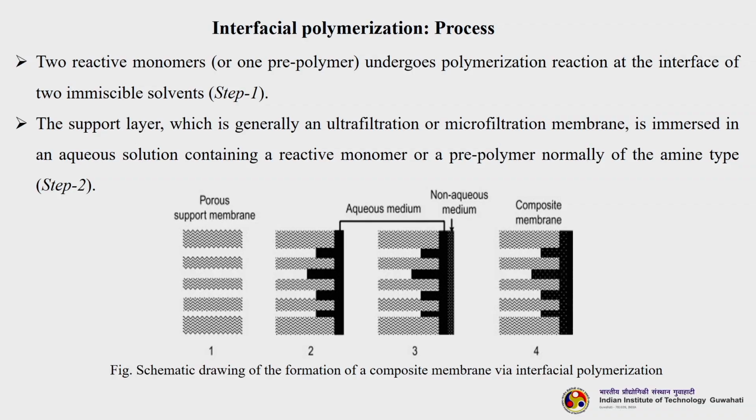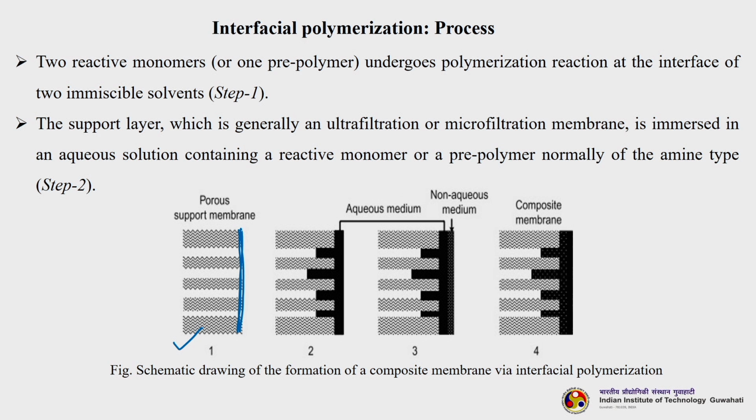So, let us try to understand now how the process happens. Two reactive monomers, or one pre-polymer, undergo a polymerization reaction at the interface of two immiscible solvents. You can see the first one is a porous support membrane, and this is the interface on which our reaction will take place. The support layer is generally an ultrafiltration or microfiltration membrane. Which one to choose depends on the intended application.